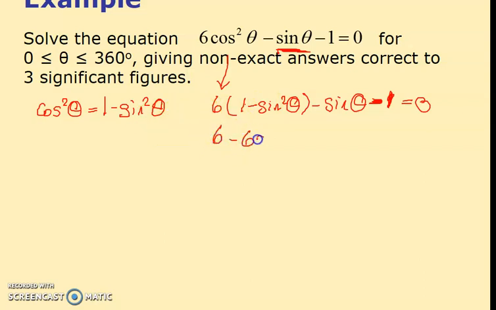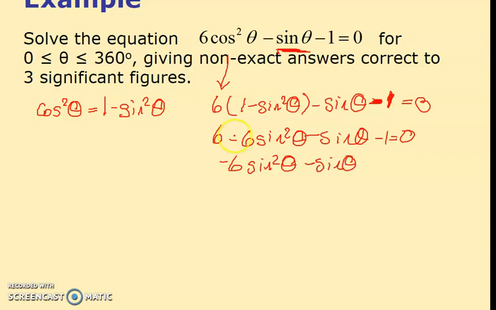6 minus 6 sine squared minus sine theta minus 1 equals 0. Tidy up, I've got minus 6 sine squared. Notice I always put the squaredy thing first. Minus a sine. And 6 minus 1 is plus 5, so plus 5 equals 0.